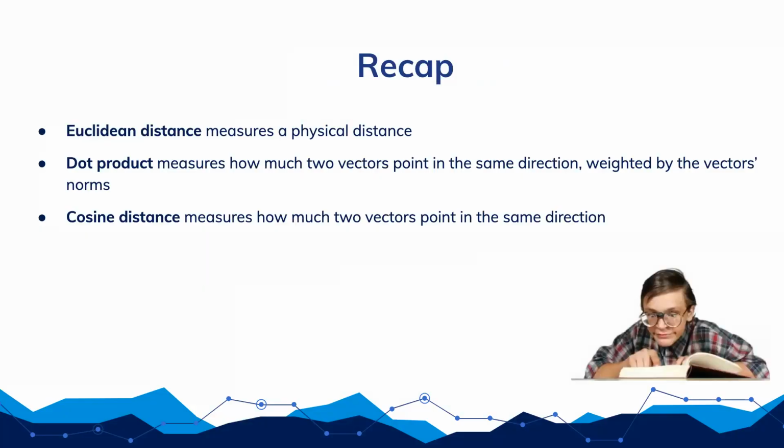So, a quick recap on what we saw. We have the Euclidean distance, which measures a physical distance as we're used to it. The dot product measures how much two vectors are pointing in the same direction, but then we care about the vector's norm. The cosine distance just cares about whether they're pointing in the same direction or not.